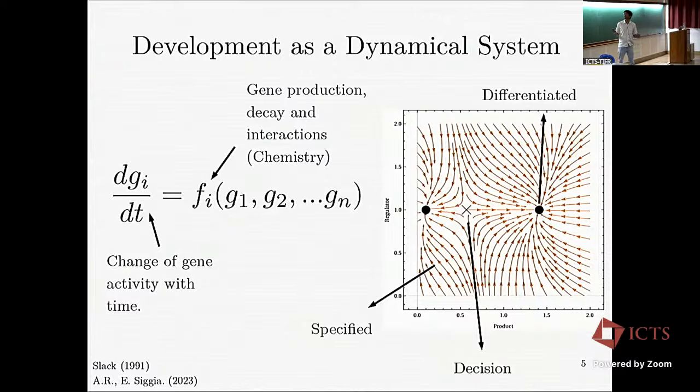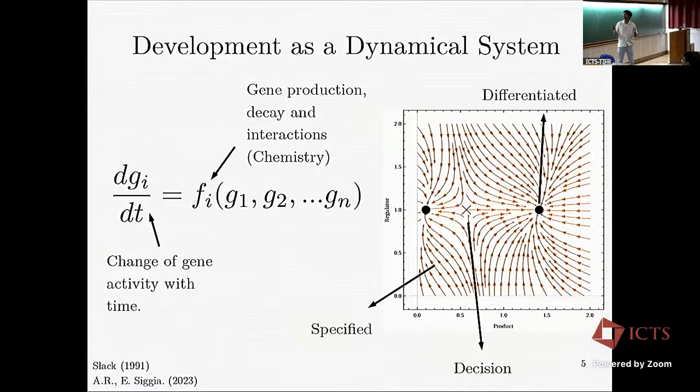So the differentiated cell type is a stable fixed point. The saddle points are the interesting quantities, because the saddle points are precisely the points where the cell has to decide whether it's going to go to one fixed point or the other. The saddle points are really what are going to be most interesting.